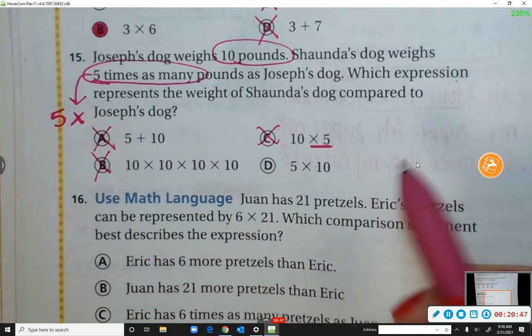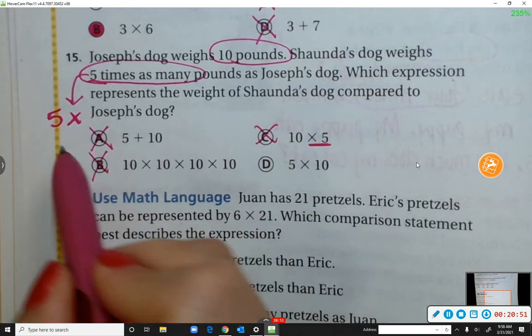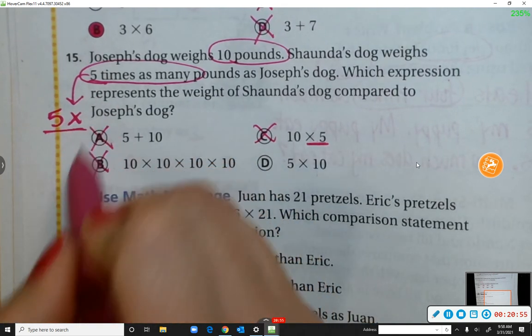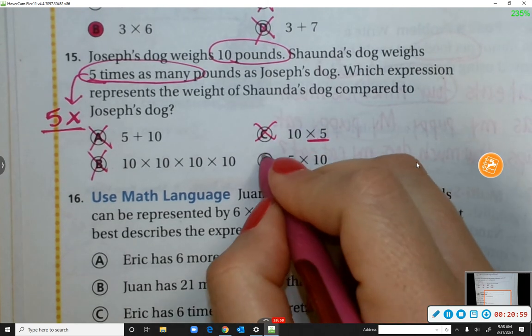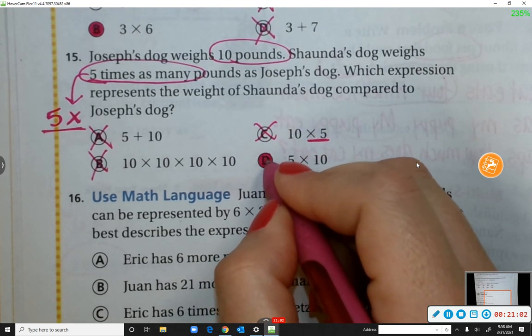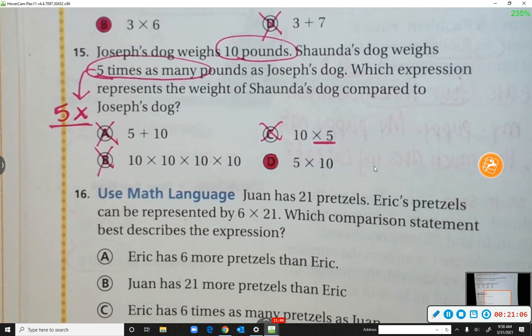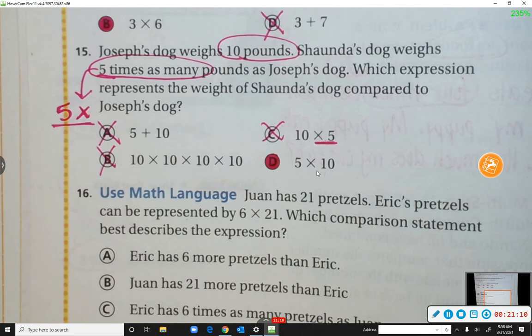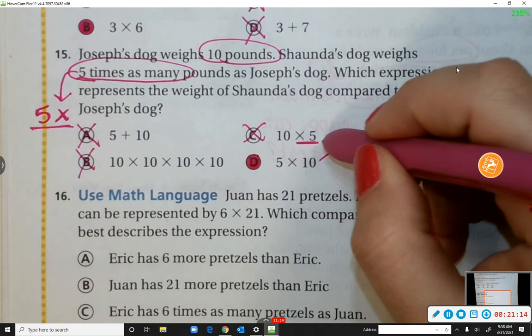Okay, will we get the same answer for these? Yes, you'll still get the same answer, but how we write it is five times as many, so five times needs to be in front. Okay, so D is correct. That's important because five times as many means D, what we chose, but you will get the same answer.